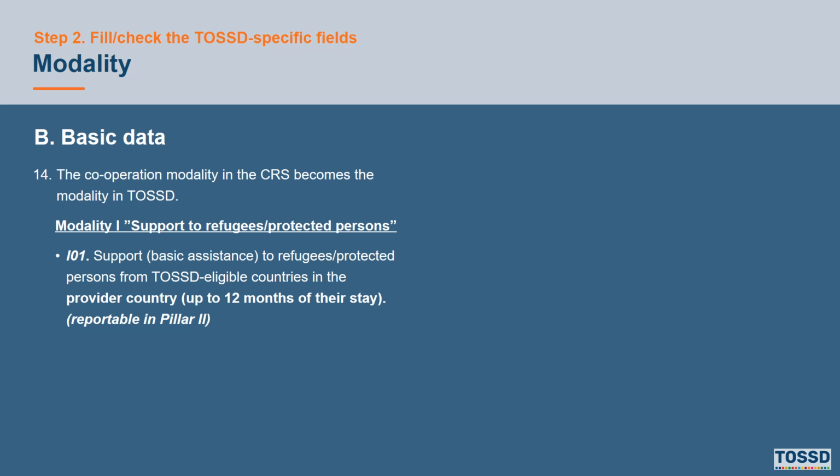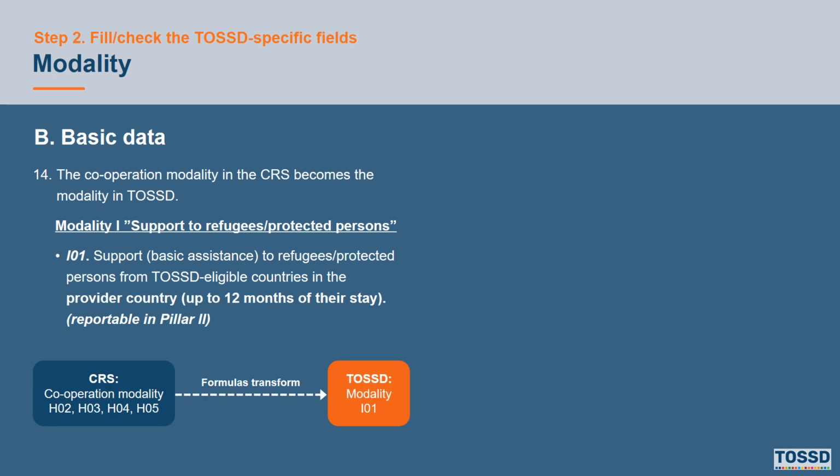The cooperation modality in the CRS becomes the modality in TOSSD. For this, specific modalities exist in TOSSD to mark activities related to the support to refugees. Providers can report the support to refugees and protected persons from TOSSD-eligible countries in the provider country, up to 12 months of their stay, under the modality I01. TOSSD activities reported to the CRS under cooperation modality H02, H03, H04, and H05 were transformed to TOSSD modality I01.